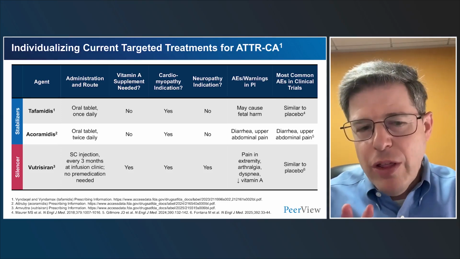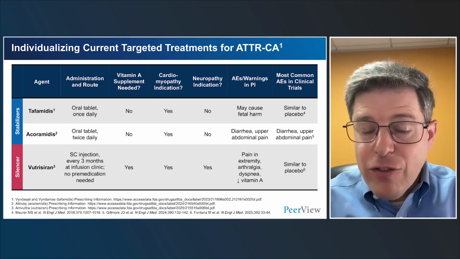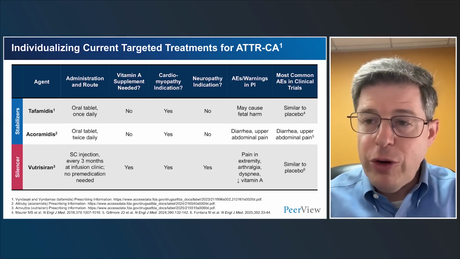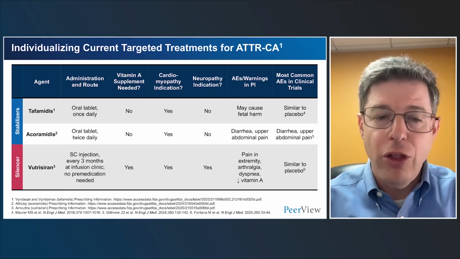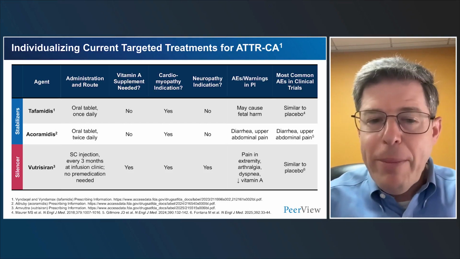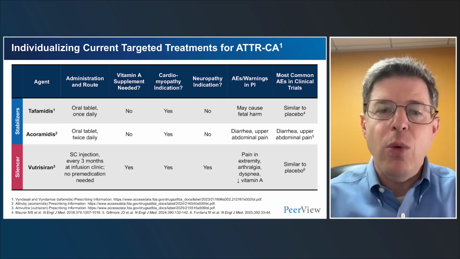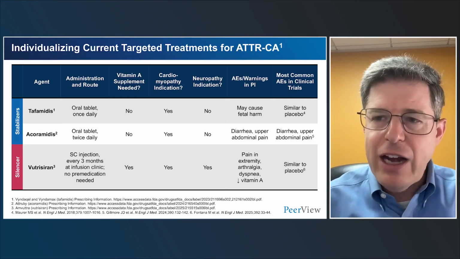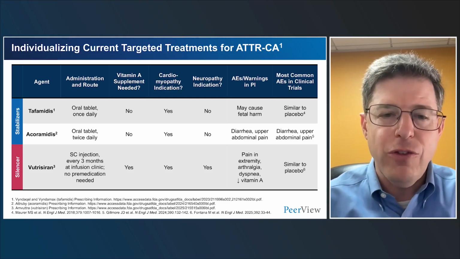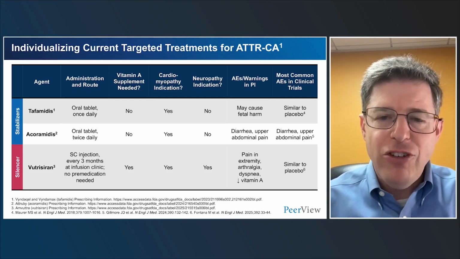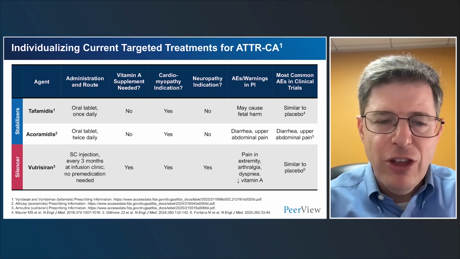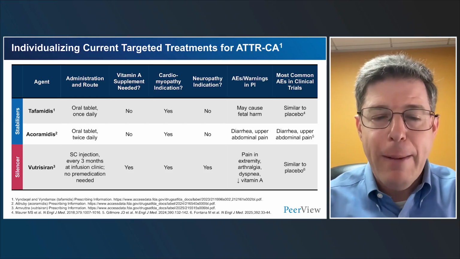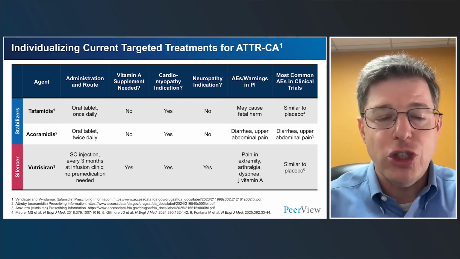Now, the one thing that is different is that the first two, the stabilizers, are both oral, versus vutrisiran, which is subcutaneous, although it's only every 3 months. For some patients, that makes a difference. Vutrisiran has the indication for both cardiomyopathy and neuropathy. The other two have it only for cardiomyopathy. So for a patient, for example, with mixed phenotype disease, vutrisiran can be an excellent choice. But for the patient who has just cardiomyopathy, any one of these three is a good choice, as we'll see in just a moment.